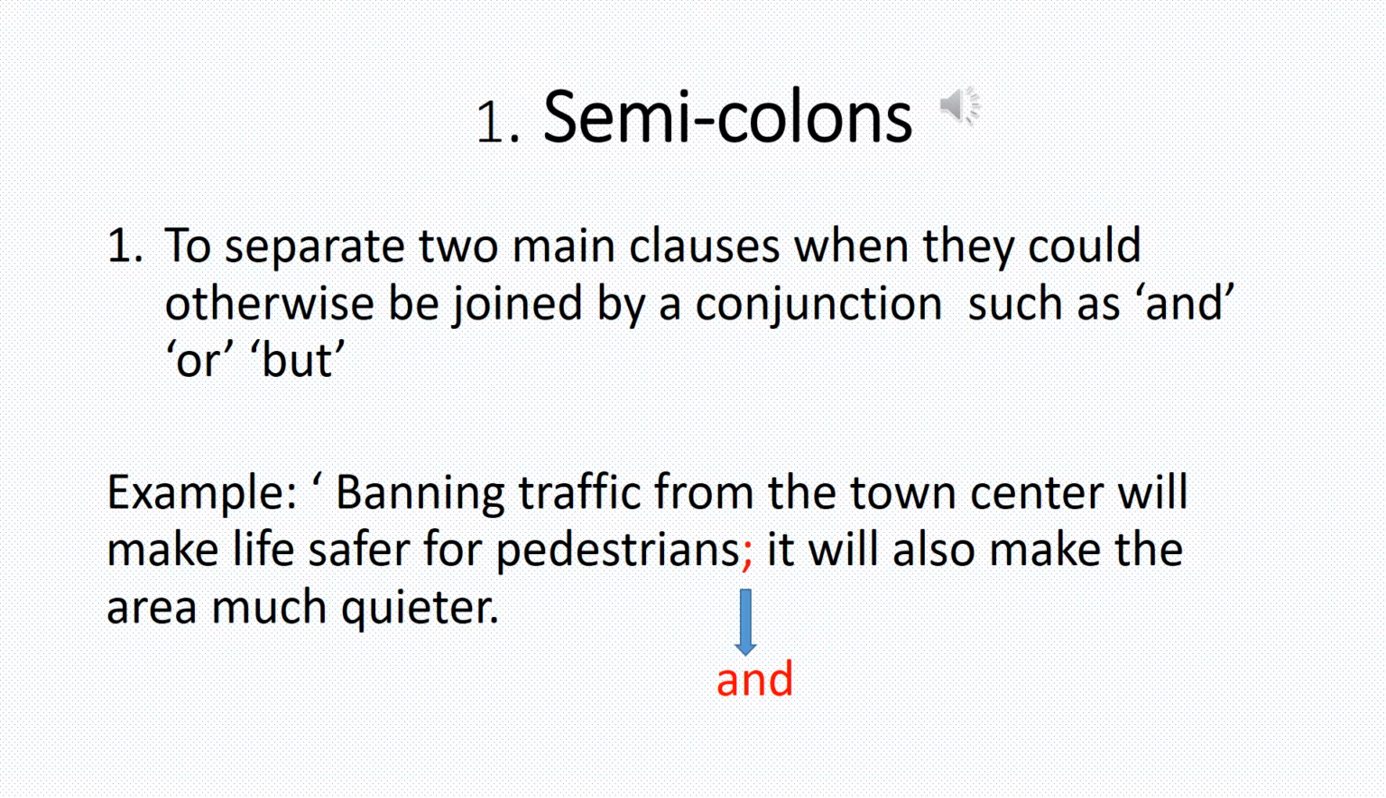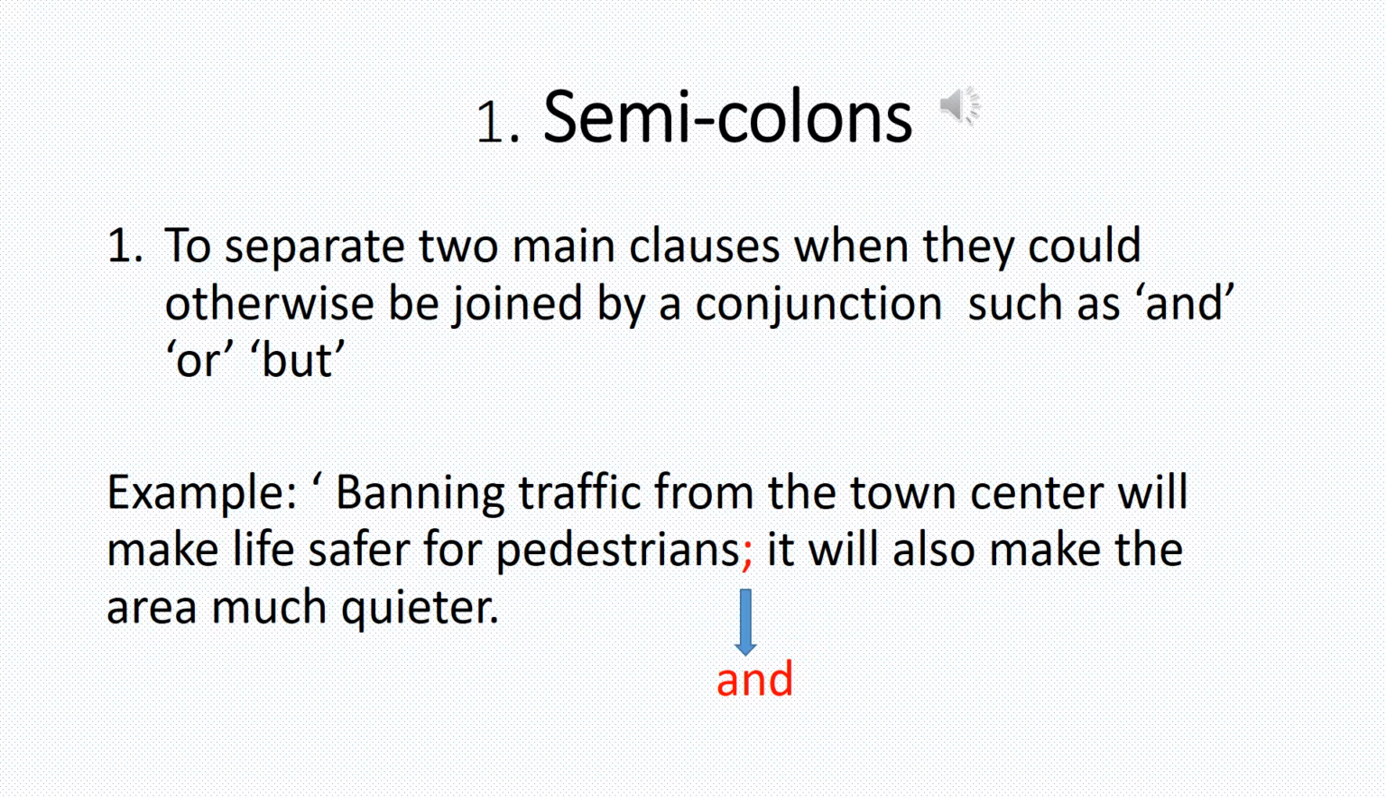That's it. So for example here, banning traffic from the town center will make life safer for pedestrians; it will help make the area much quieter. Got it? So as I have shown here, instead of a semicolon, you can use and. So it is okay to say, banning traffic from the town center will make life safer for pedestrians, and it will also make the area much quieter.